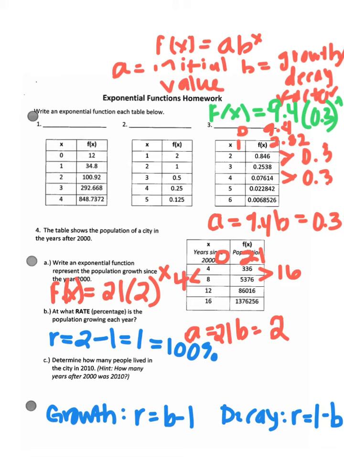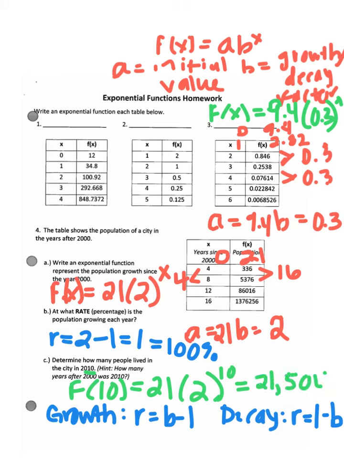And then they want us to determine how many people lived in the city in 2010. Well, t, or x, the time, is years since 2000. So this is 10 years since 2000. So I'm going to do f of 10 to figure out 2010. Is 21 times 2 to the 10th power. Which, when I put that in my calculator, gives me 21,504. So that'll be the population in 2010.